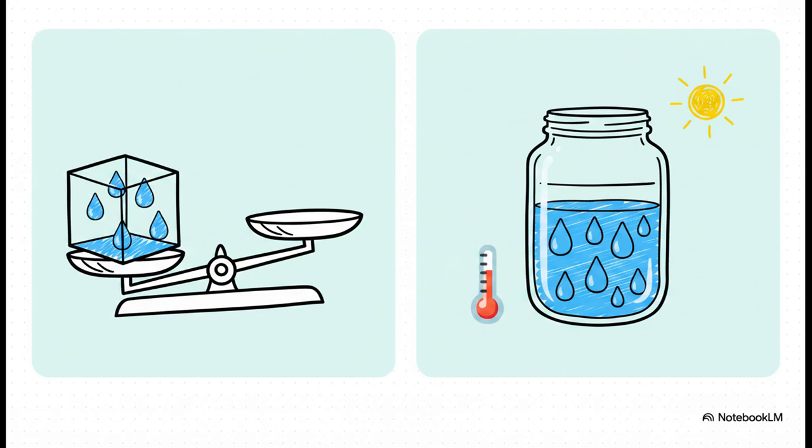Relative humidity, on the other hand, is a percentage. It measures the moisture present in the air compared to the absolute maximum capacity that air could hold at a specific temperature. You see, warmer air can hold way more moisture, so as the temperature changes, the relative humidity changes too, even if the actual physical amount of water in the air stays exactly the same.